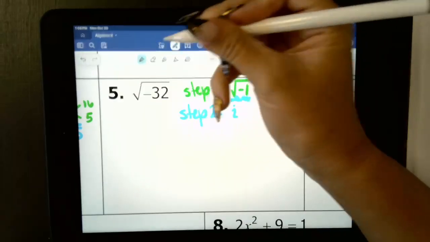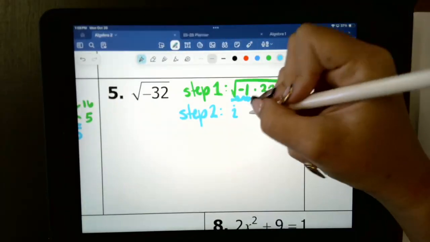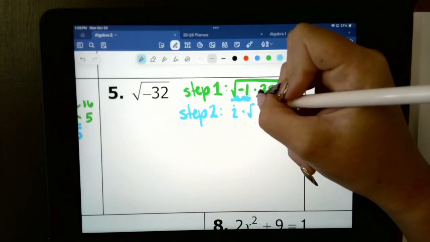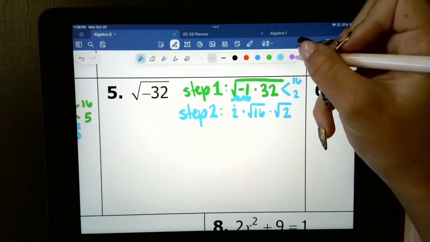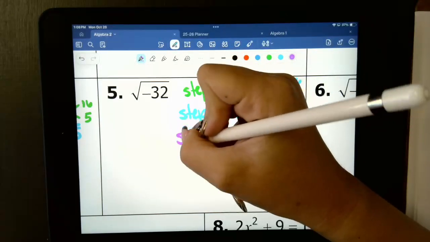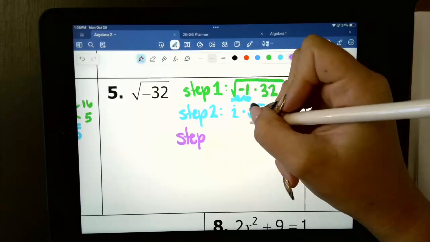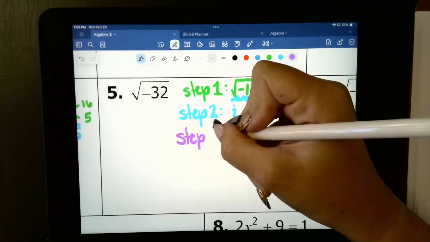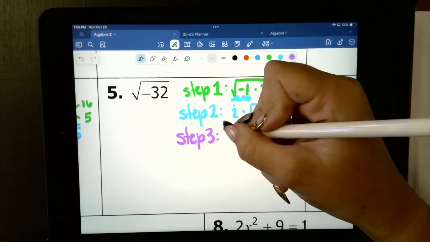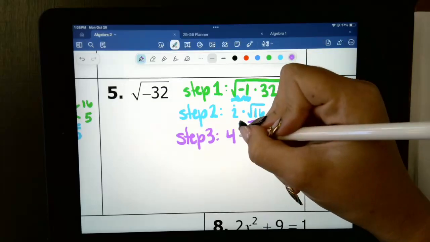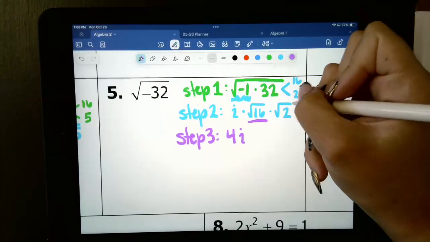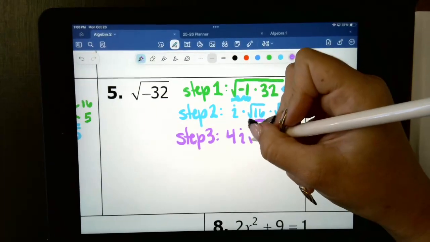So we would have times the square root of 16 and then times the square root of 2. So step 3, we're going to have 4 for the square root of 16, and we're going to have I, and then we're left with the square root of 2.